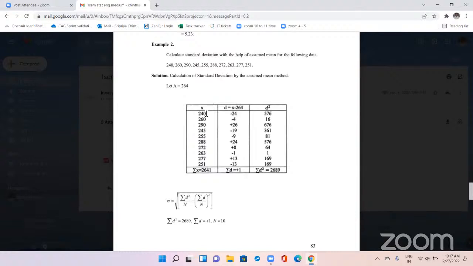Generally, the logic is: here n equal to how many values? 10 values are there. 10 is nothing but an even number. In between, the 5th number or 6th number, you should take the 5th number or 6th number.